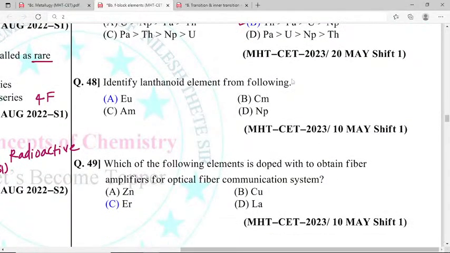Identify the lanthanoid element from the following. Lanthanoids are 4f series elements. Europium is the answer. Identify the lanthanoid element from the following. It is the lanthanoid 4f series. Remaining are actinoids.